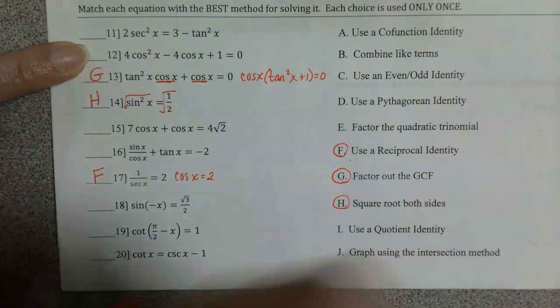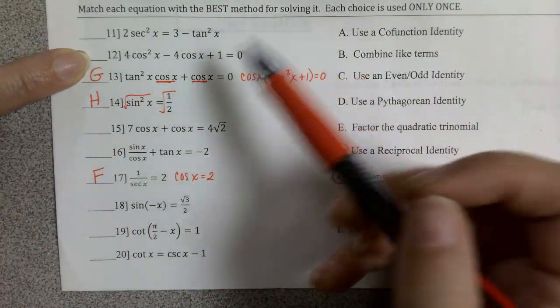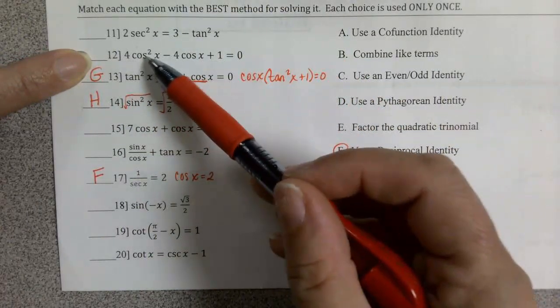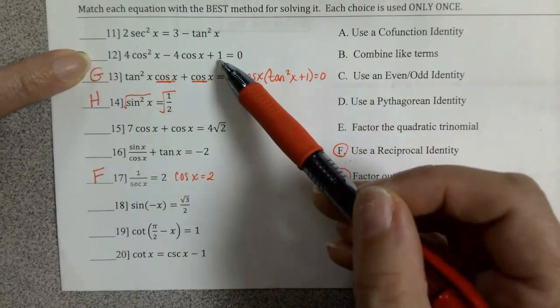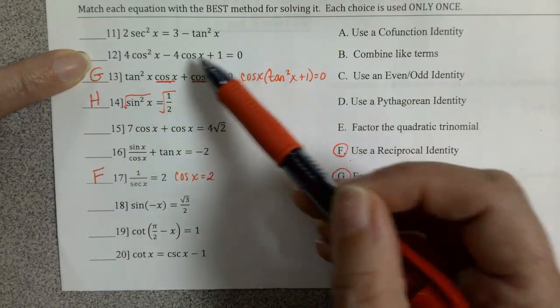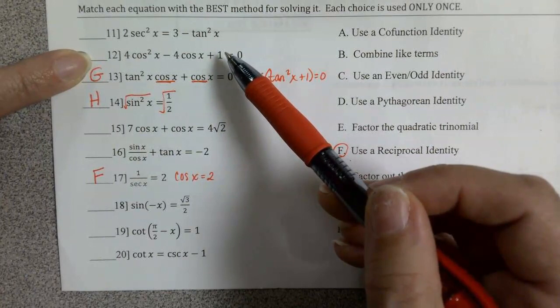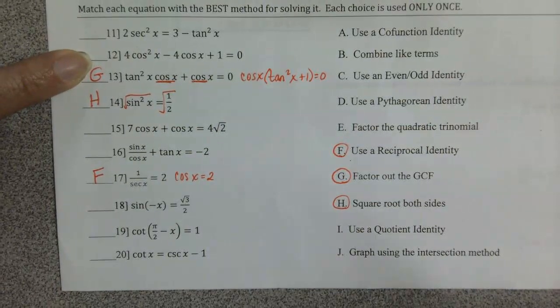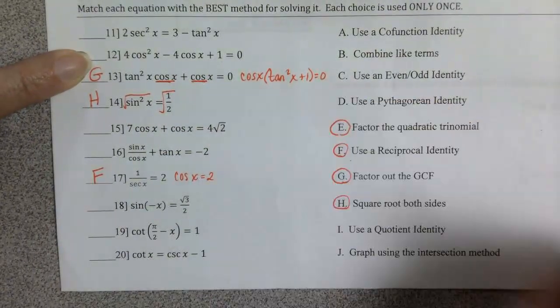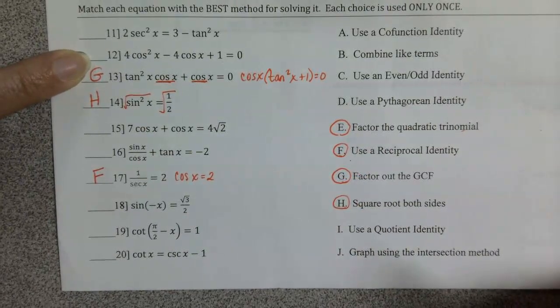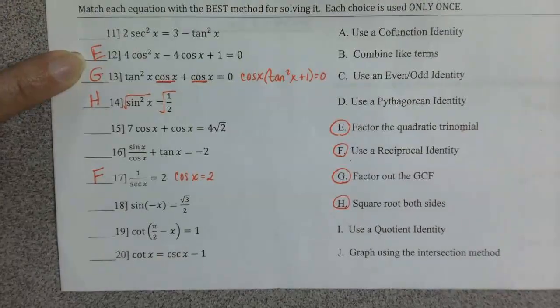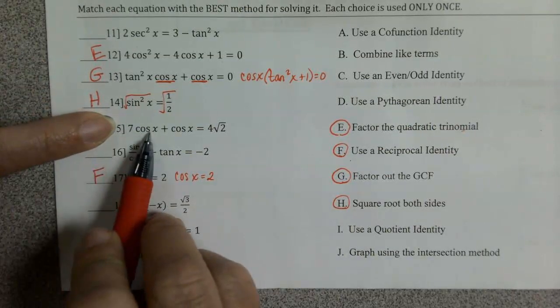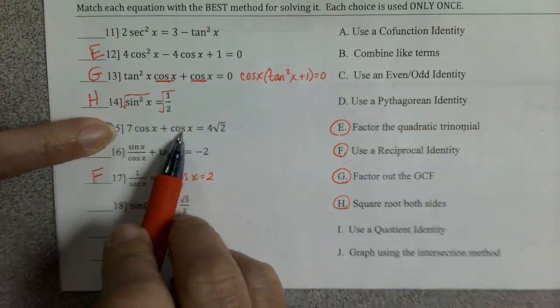Okay, then right above it, this one is also set equal to 0, and we have a quadratic form. 4 cosine squared x minus 4 cosine of x plus 1. Remember, for quadratic form, you could use factoring with your crisscross and box method, or the quadratic formula would also work. Here in E, we have the option to factor the quadratic trinomial, so that would be the best bet for number 12.